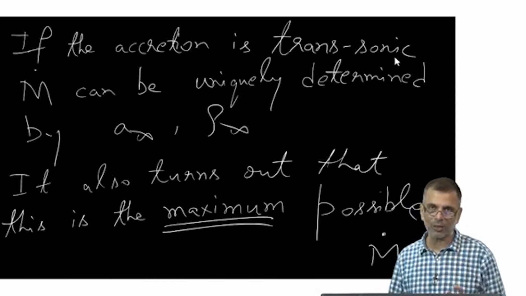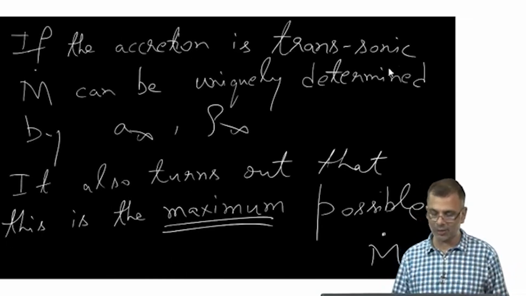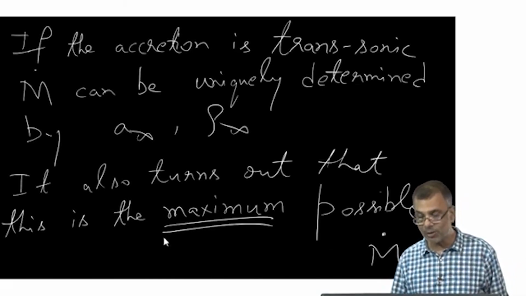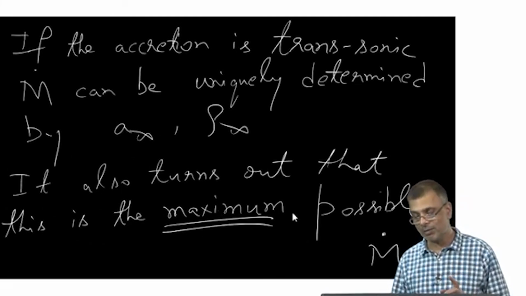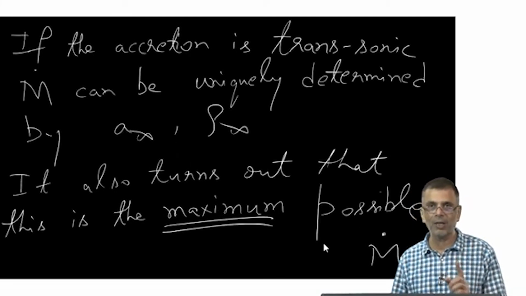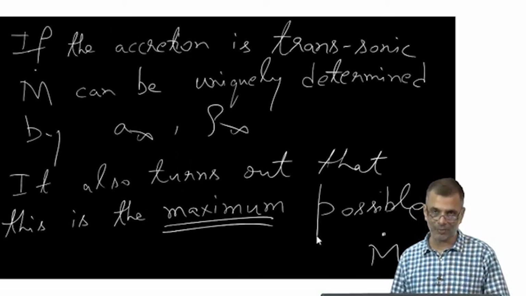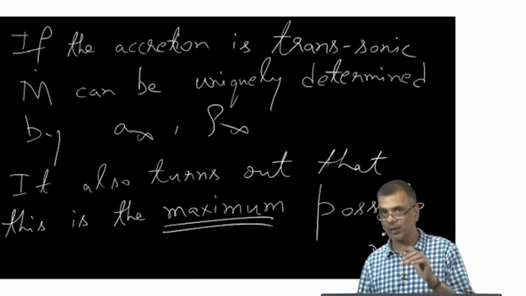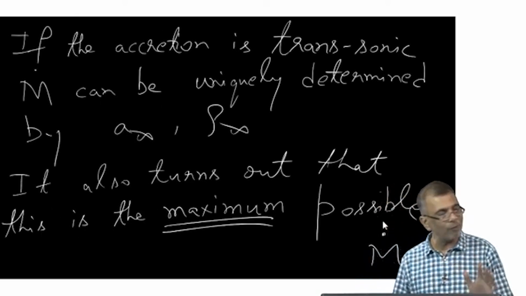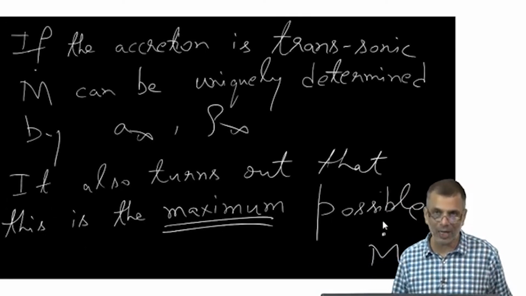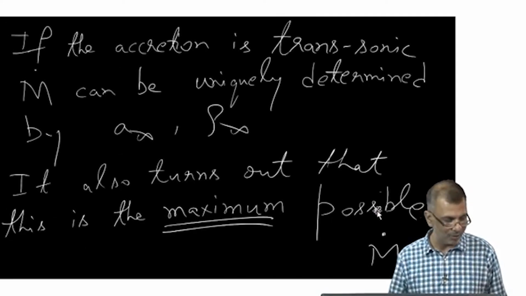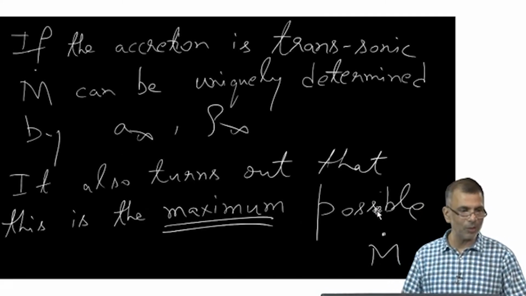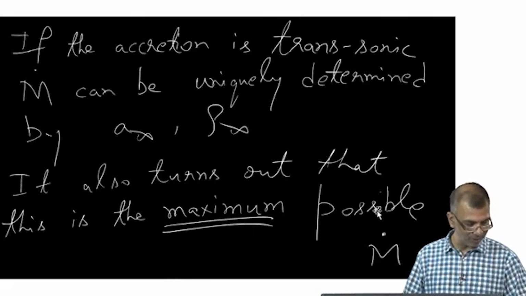If you ensure that the accretion is transonic, then you're guaranteed that you are accreting the maximum possible m dot. You cannot have an m dot that's larger than this. And then of course you have to ensure that this maximum possible m dot is still lower than the Eddington limit. For spherical accretion, it turns out that itself is not a problem. All right, so this is one interesting statement.